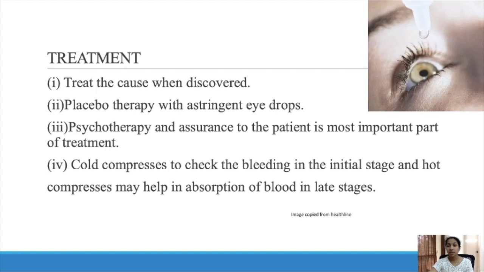So that is about subconjunctival hemorrhage. It may be due to blood vessel related diseases or due to trauma, and it is without any symptoms. So there is no treatment actually required. It will get absorbed by itself within 7 to 21 days. So that's about subconjunctival hemorrhage.